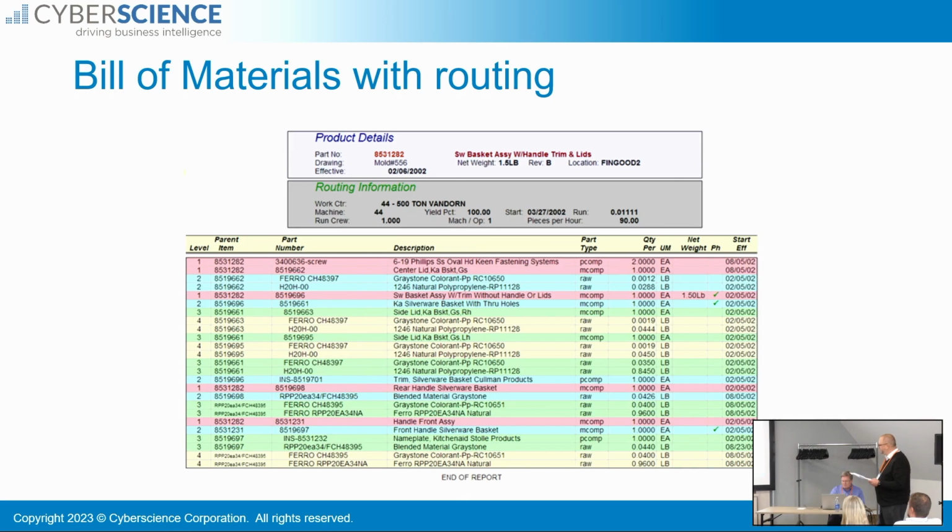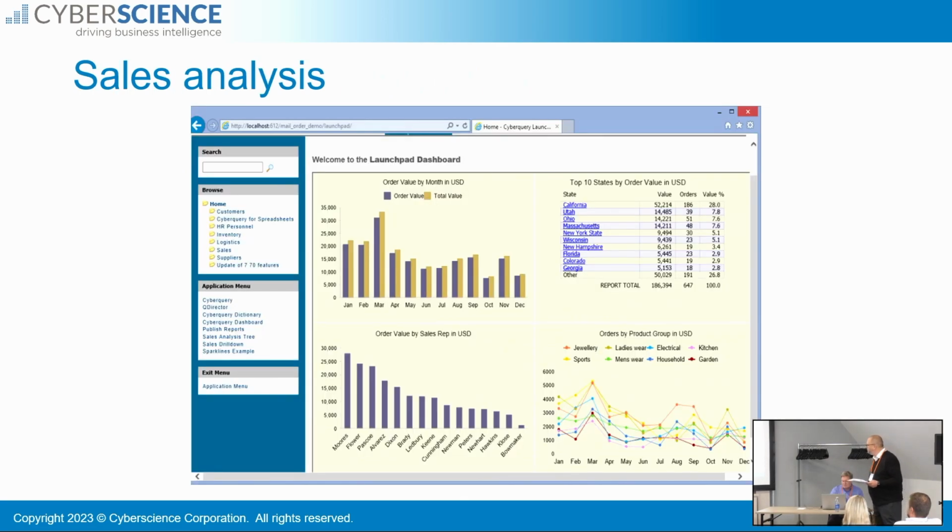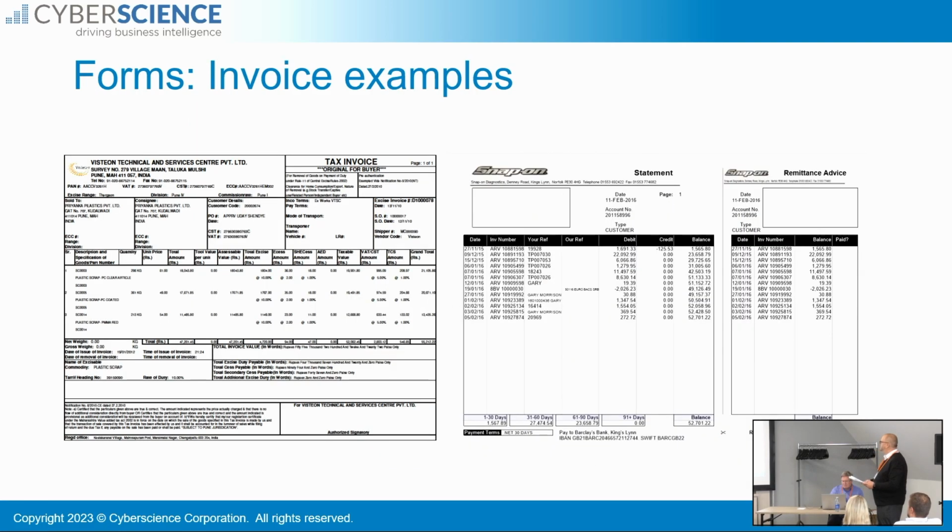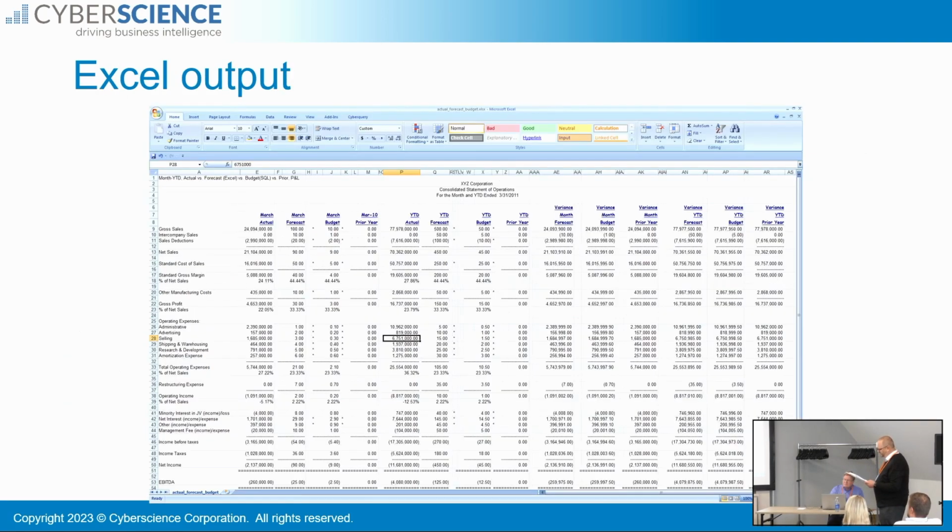to logistical reports like bills of materials, and again, that's it, to sales analysis. This is using our portal called Launchpad, which we'll see more of in a minute, through to forms. Just to give you an idea, there's a couple of real-world forms that customers have, like printed stationery type things that customers are using. Through to Excel output, and it's not just a data dump, we output formulas and formatting as well.